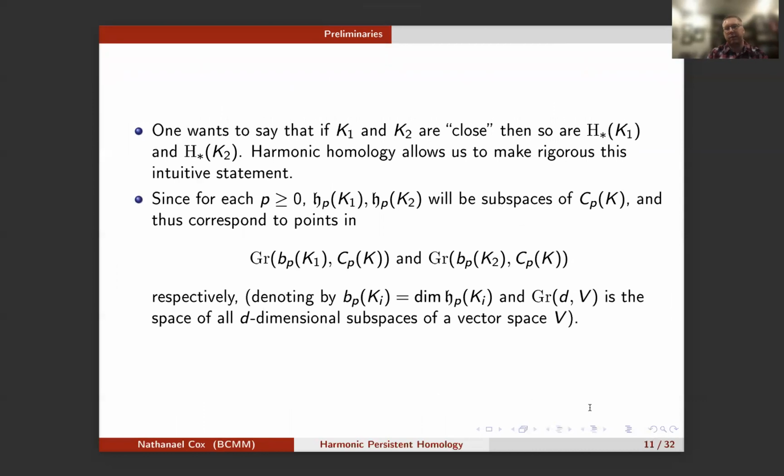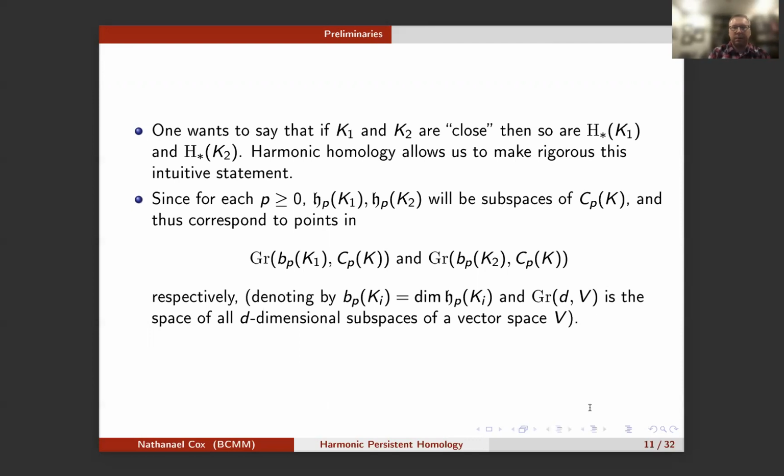And now with this construction, a reasonable question to ask is: if K1 and K2 are simplicial complexes that are close to one another, then we would want their homology groups to also be close together. And this harmonic homology concept allows us to make this intuitive statement a little bit more rigorous.